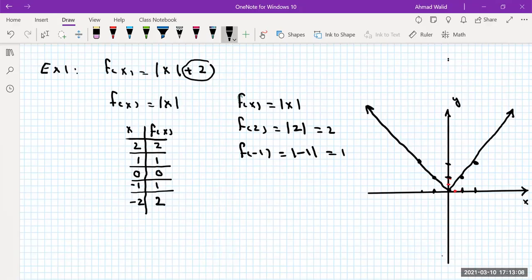Now, the given problem is f of x equals absolute value of x plus 2. It means shift all of your points 2 units up. Some students want to do it on the graph, they want to move 0 here, they want to move 1 here. It's a bit difficult to go that way. If you have enough practice, you can do it. What is the easy way?